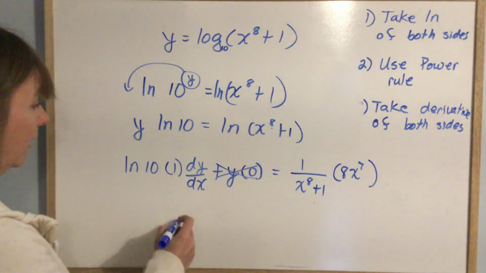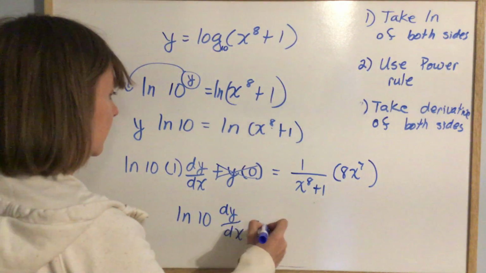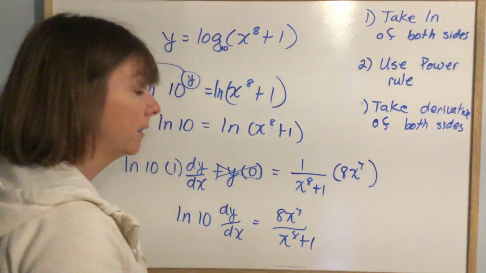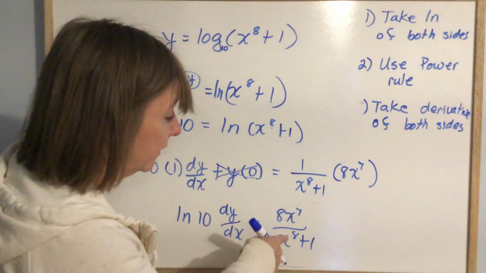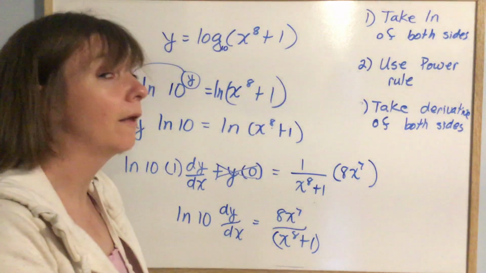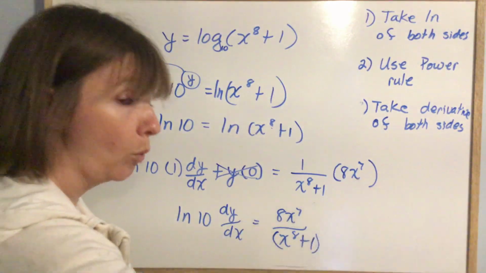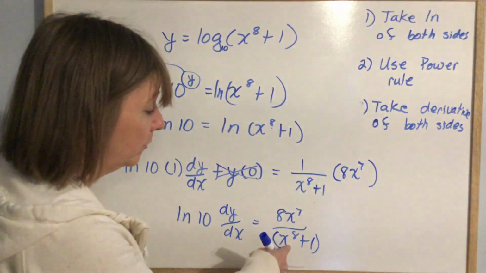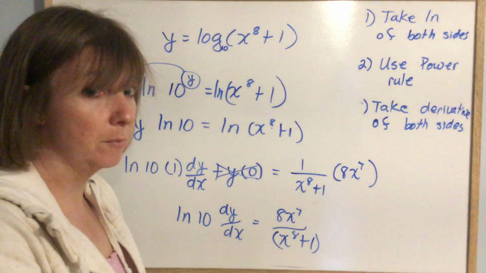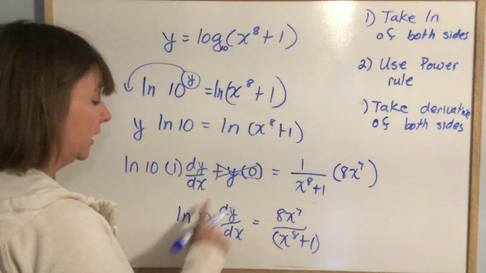That's gone. I have ln 10 dy dx is equal to 8x to the 7th over x to the 8th plus 1. Side note, you cannot cancel these x's because this is a whole unit, x to the 8th plus 1. The only way I could cancel it with anything on top is if on top I had an x to the 8th plus 1. Then I could cancel it, but I can't because this is part of an addition. I cannot cancel these x's, although some of you would probably want to try. Don't do it, okay?